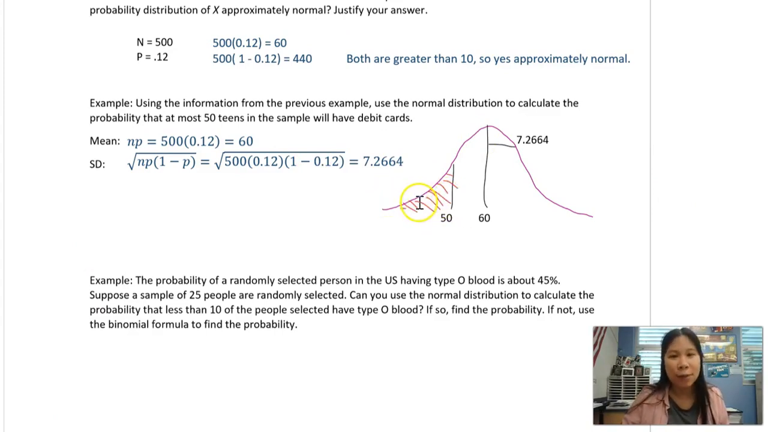We're shading to the left because it's asking for at most. So now we're doing our probability the same way that we had before. So we're calculating our z-score using our table to find the probability.